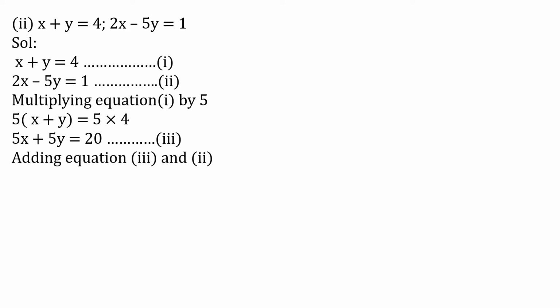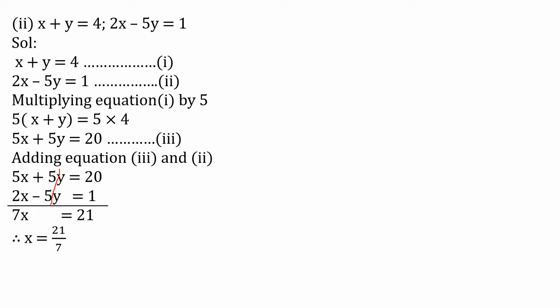So adding equation 3 and 2: 5x plus 5y equal to 20, and 2x minus 5y equal to 1. When you add, there will be no sign change. Student, here directly you can cancel, plus 5y and minus 5y will cancel. So you'll get 7x, that is 5x plus 2x, equal to 20 plus 1, 21. x equal to 21 upon 7. You can further simplify. 7 ones are 7, 7 threes are 21. So the value of x equal to 3.